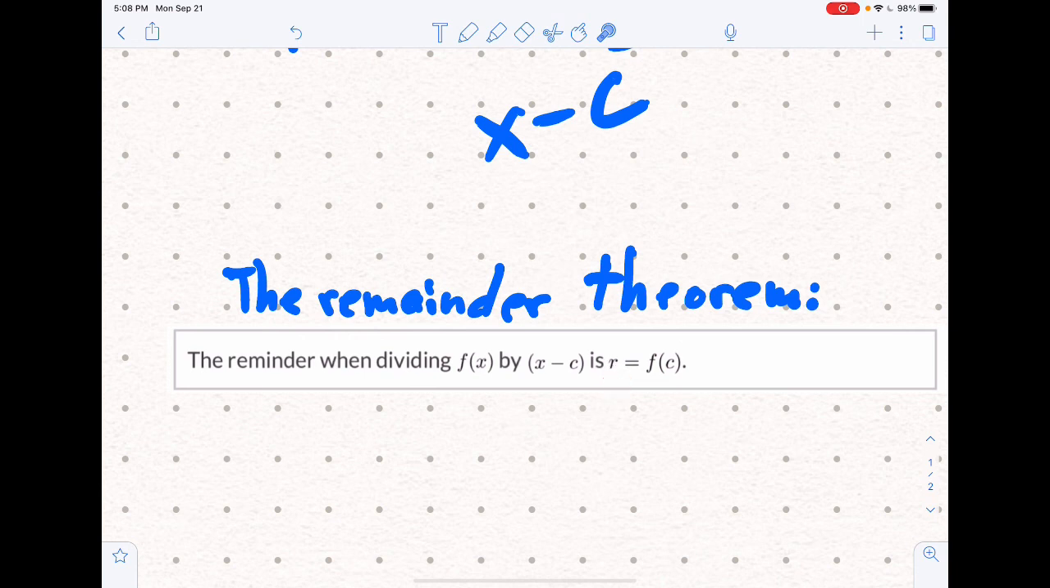And what this says is that when you divide and you get no remainder, when it goes in evenly, or when it's a factor of your function, that is exactly at the same places where when you plug in that number c, you get 0. Okay, that's called the factor theorem, and it kind of goes along with the remainder theorem.